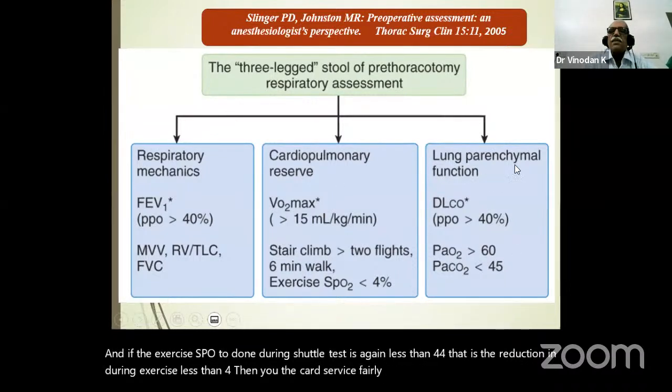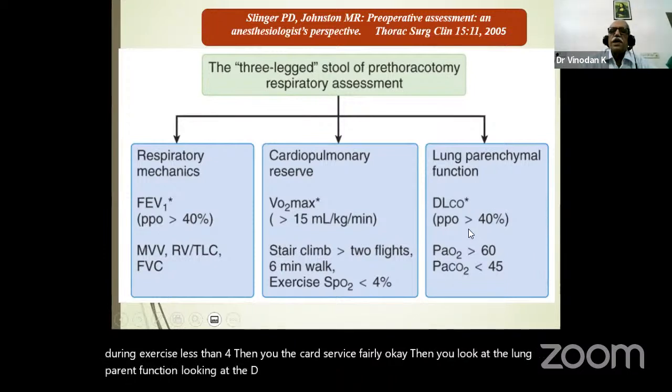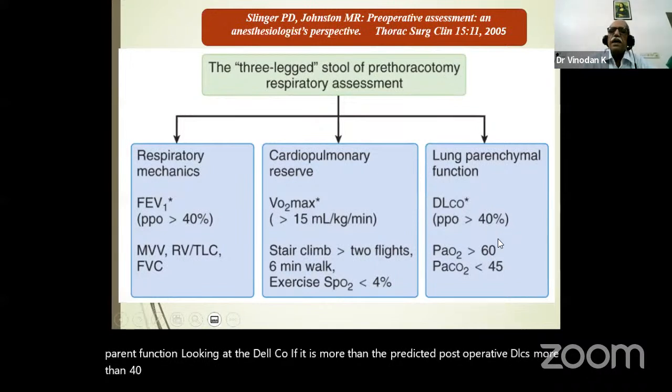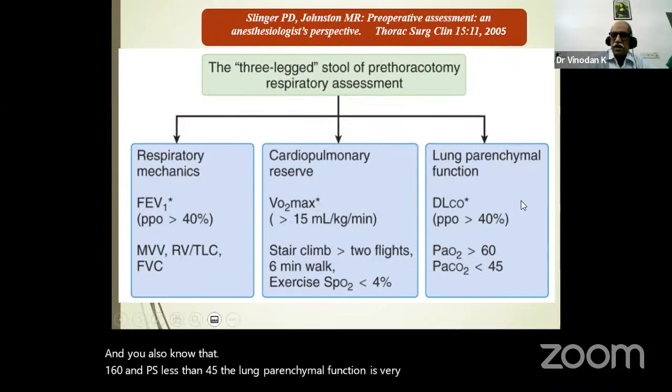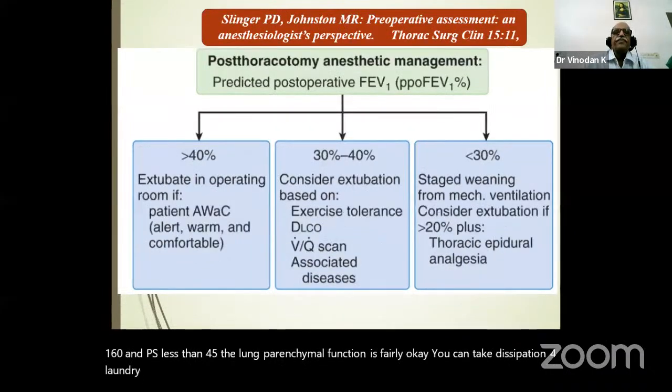Then you look at the lung parenchymal function, looking at the DLCO. If the predicted postoperative DLCO is more than 40%, and you also know that the VO2 is more than 60 and the PaCO2 is less than 45, you know the lung parenchymal function is fairly okay. You can take this patient for lung resection.